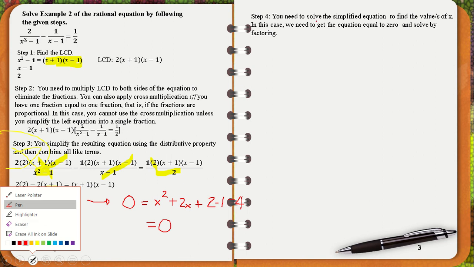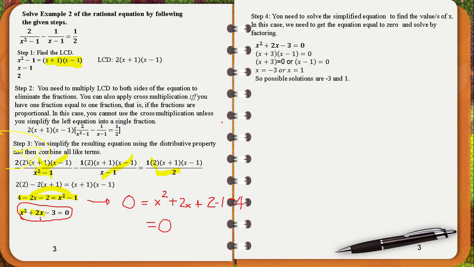Step 4, you need to solve the simplified equation to find the values of x. In this case, we need to get the equation equal to 0 and solve by factoring. Okay, ito po kanina yung resulting equation natin, naging quadratic equation siya. So, ang gagawin natin para makuha yung mga factors or yung mga solutions ay i-factor ito. So, paano po natin siya i-factor? Consider po natin itong negative 3 na nandyan.